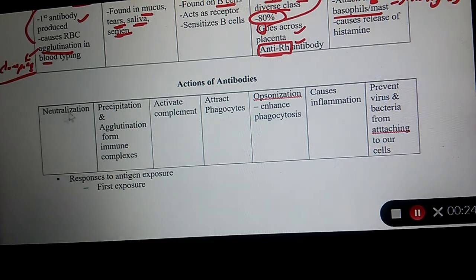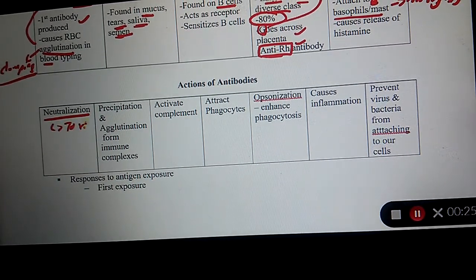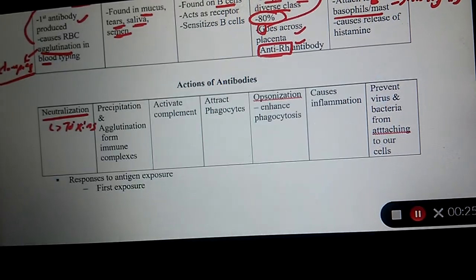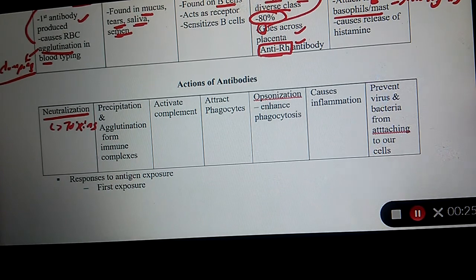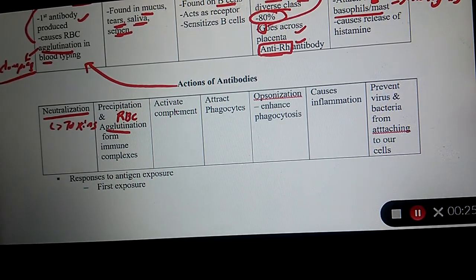Actions of antibodies. Neutralization. Do we mean neutralization of toxins? Yes. Does it neutralize toxins? Yes. Does neutralization mean stop toxins? Yes. Does it mean bind to toxins? Yes. Does it cause agglutination of red blood cells? Antibodies, yes, we just talked about that. Which type? IgM does that.